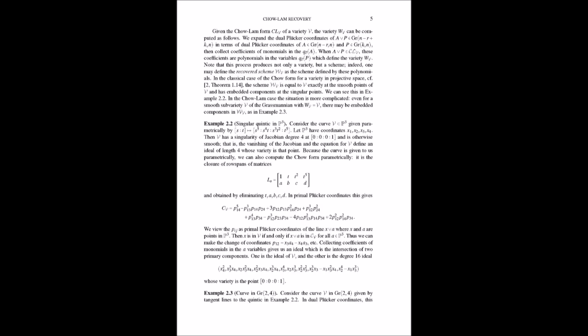It does. And based on these examples, Pratt and Ranestad formulate a bold conjecture. They propose that for generic linear sections of Grassmannians, the Chow Lam recovery is always perfect. So they're suggesting that those extra components we've been discussing aren't a generic phenomenon, but rather something tied to specific structures or properties of the varieties. Exactly. If this conjecture is true, it would be a significant result.